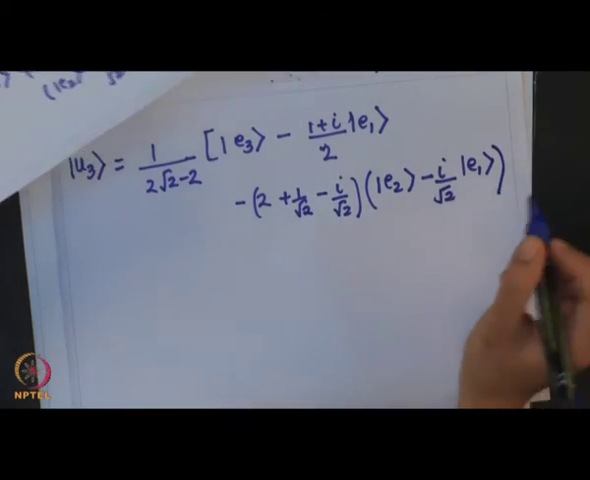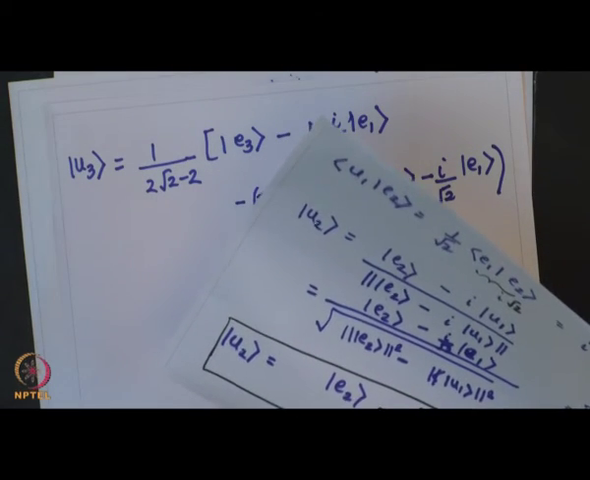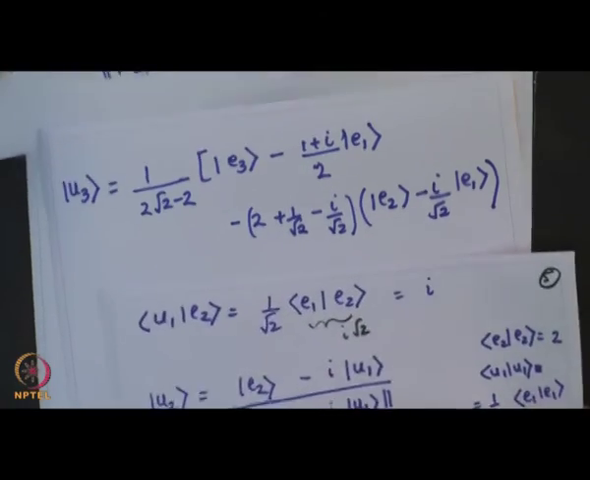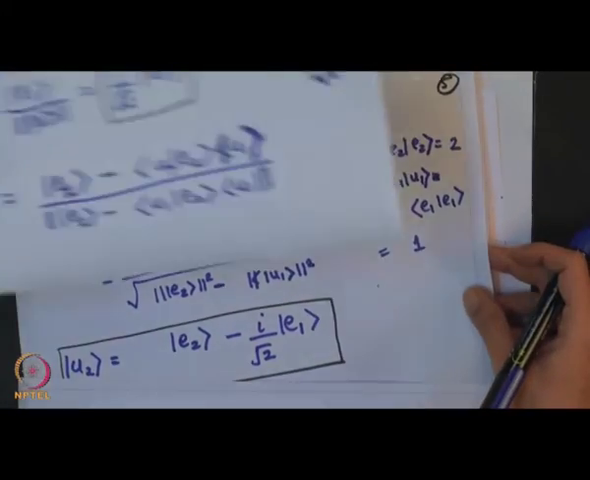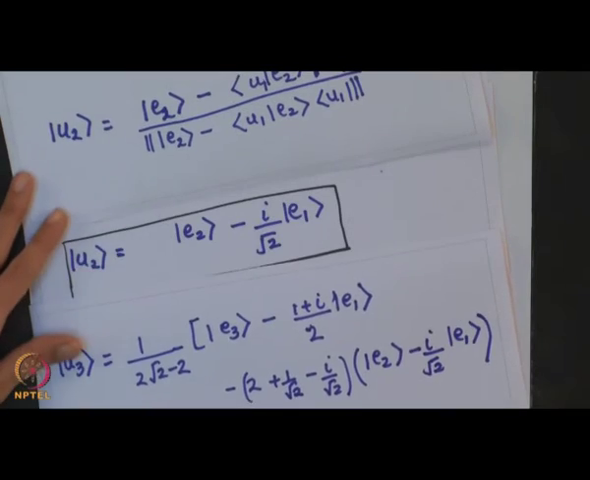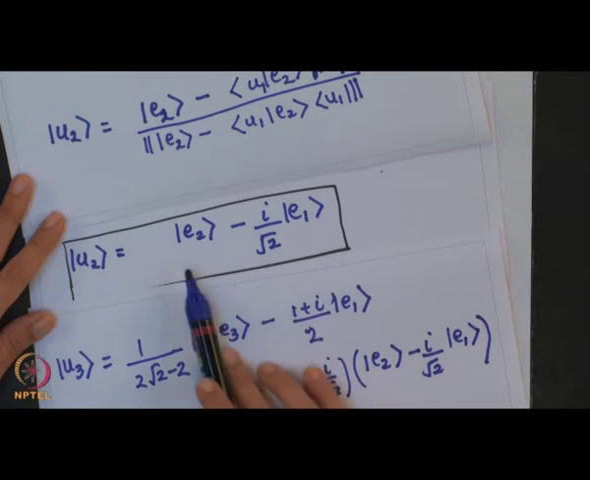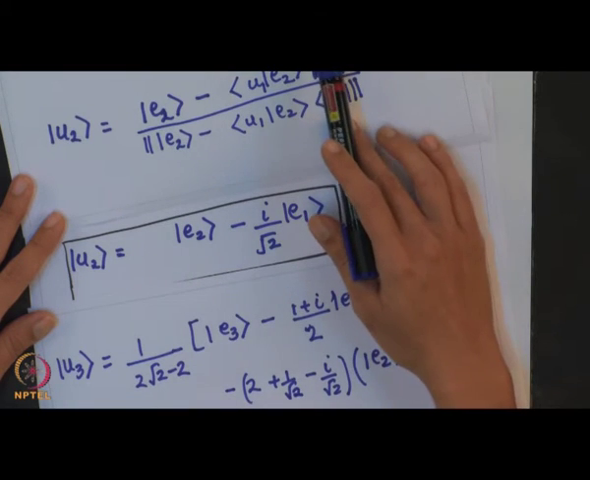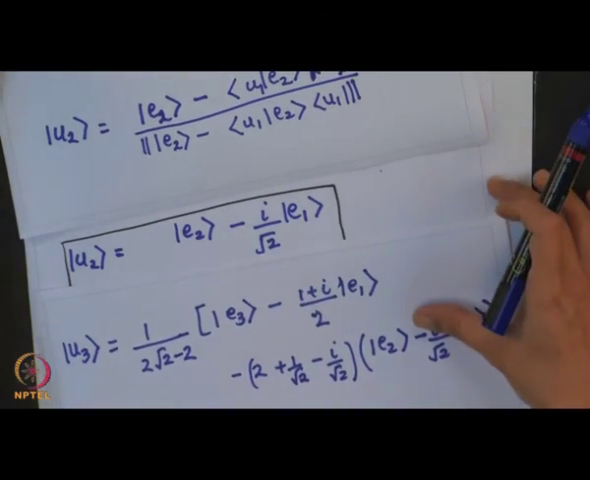So, these are the three orthonormal sets expressed in terms of the eigenkets E1, E2 and E3. Let me put everything together. So, this is my E1, this is E2 and this is E3. Okay. So, when you obtain U1 in terms of E1, U2 in terms of E2 and E1, and U3 in terms of this, you can check whether these are orthonormal sets of these three eigenkets.